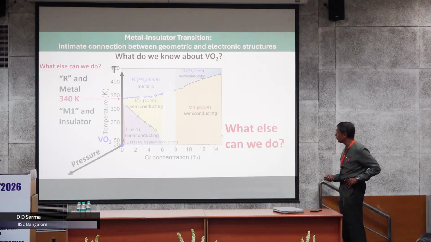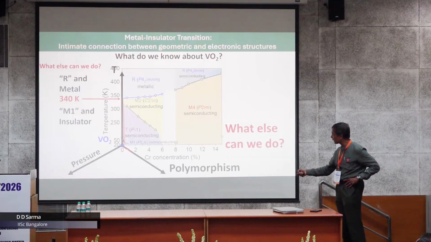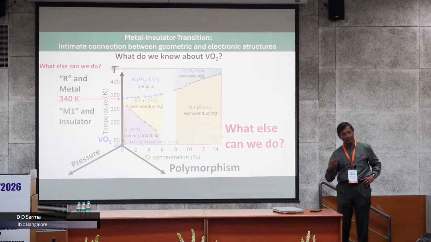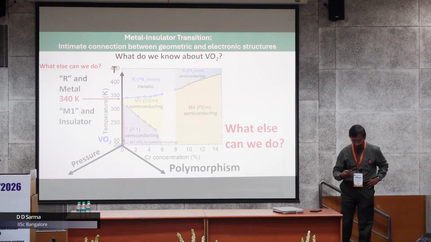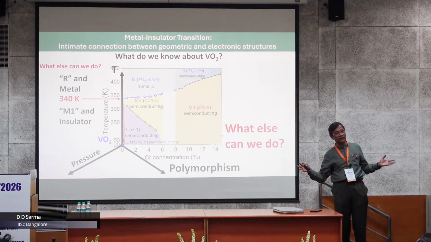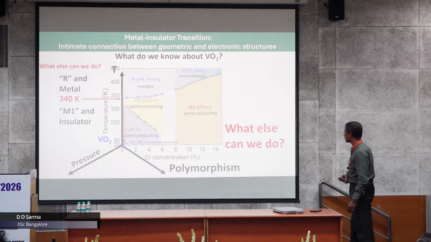What else can you do? We can also look at polymorphism. VO2, this is one particular structure that I talked about, R phase, rutile, and M1 phase. It has other polymorphs of VO2 itself, and they have different kinds of properties. One can look at that. So as I walk through, some of these dimensionalities of vanadium dioxide, we'll explore as we go along in this talk.